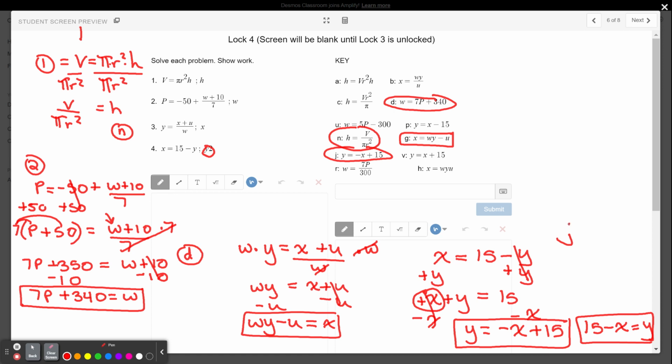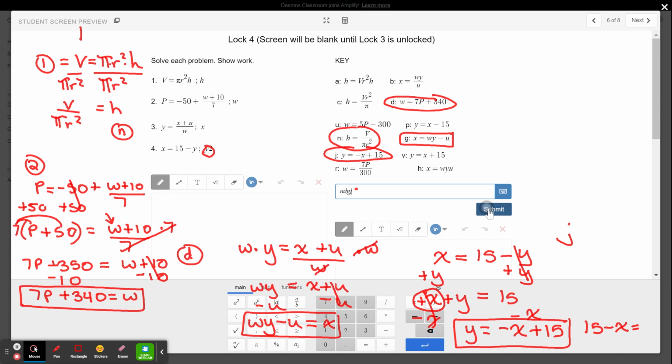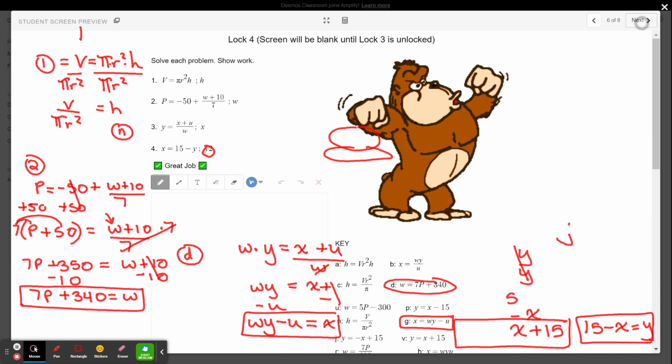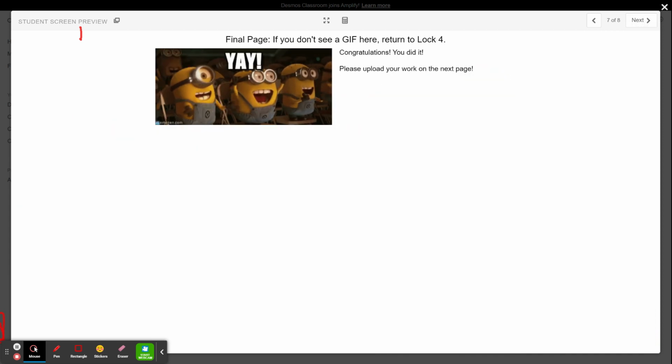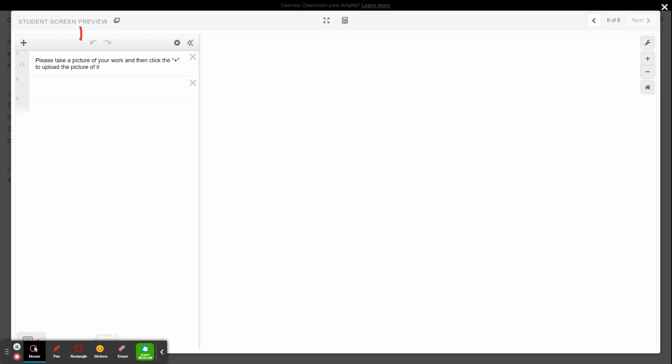So then our letters are N, D, G, and J. So let's make sure that works. Remember, no capitals, N, D, G, and J. And then it does work. So then all you have to do is upload your work on the next page.